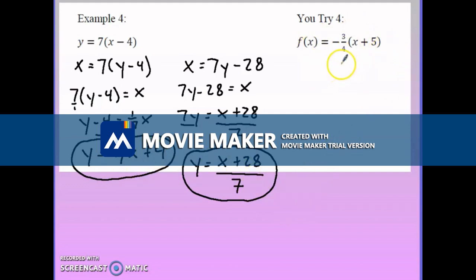So you try number 4. Try it with this method and the reciprocal. It'll make a lot more sense than trying to distribute that. So pause and try that.